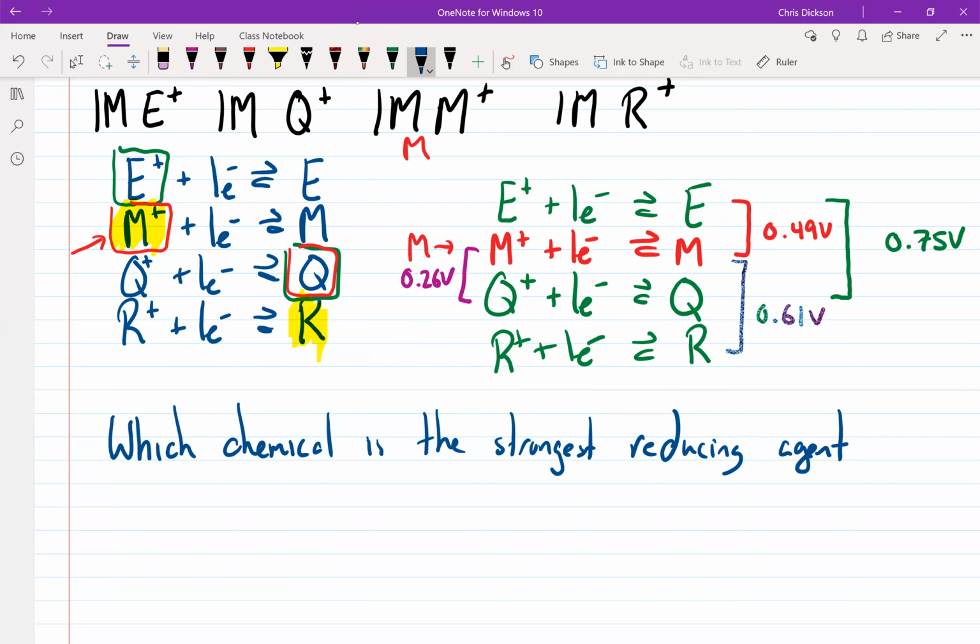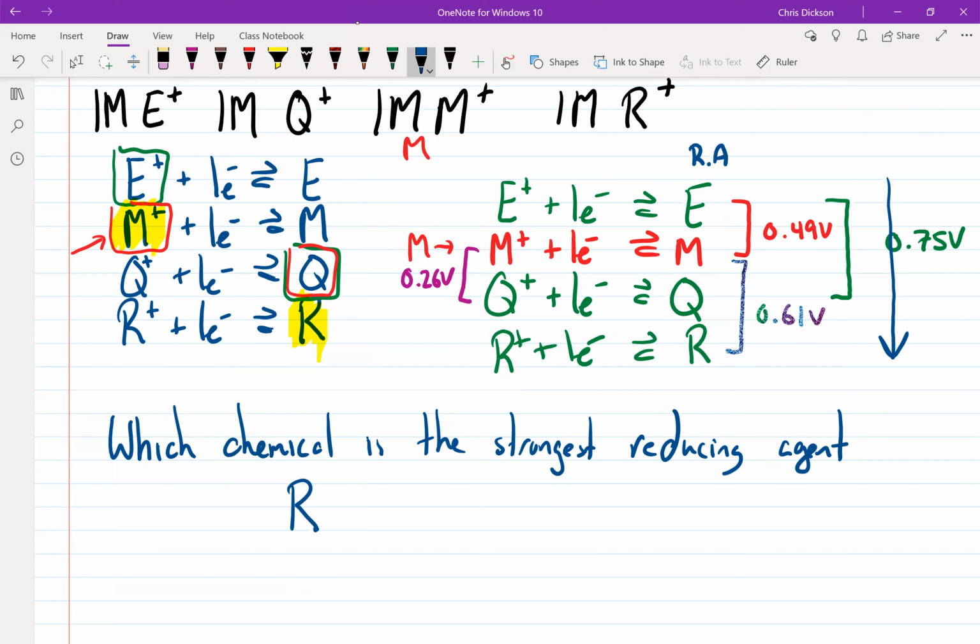So once again, reducing agents wind up getting oxidized. So yes, they get oxidized. So the reducing agents would be on this side. Okay. And the strongest reducing agent would be the one most likely to get oxidized, which is always the one that's lowest down on the table. So in this question, R would be the strongest of the reducing agents.